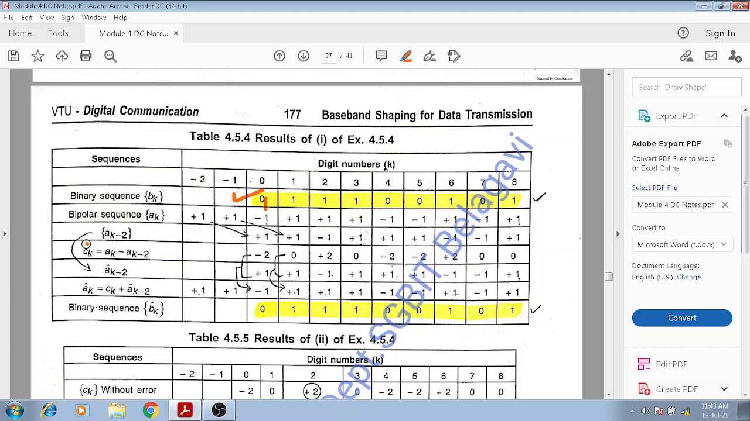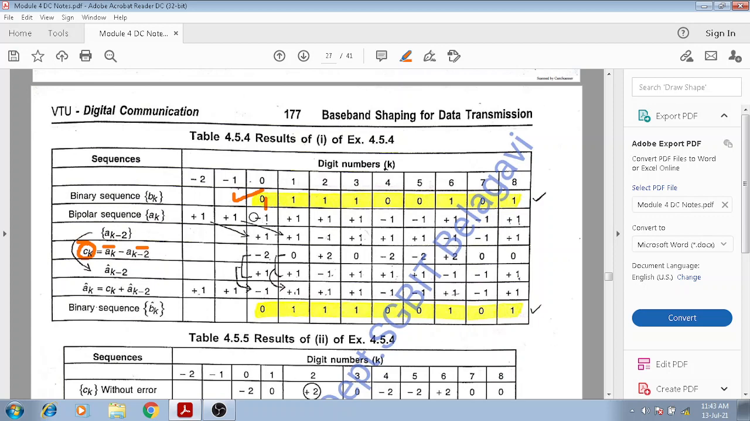the output is what? The output is CK. The output of the encoder is CK, which is AK minus AK minus 2. So it is the difference between the bits in the two sequences AK and AK minus 2. So AK is one sequence and AK minus 2 is another sequence. So we have to perform the difference operation, a subtraction operation bitwise between these two sequences. Before that we have to assume AK minus 2 is equal to 1.